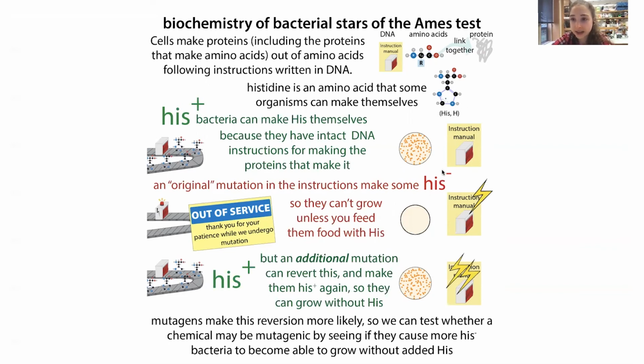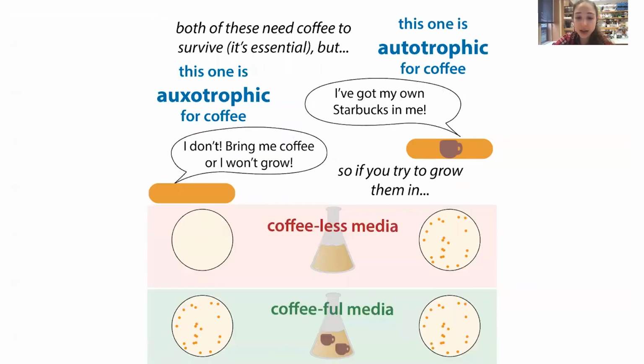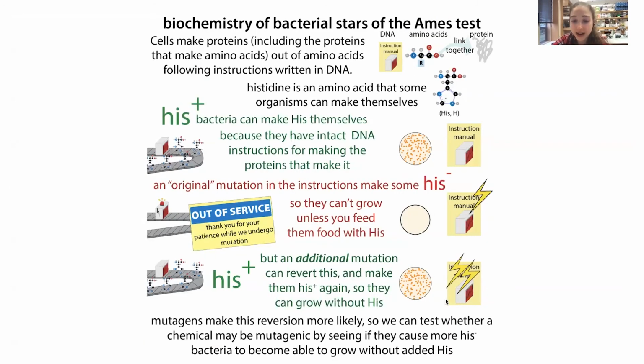So these His minus bacteria aren't able to make histidine, but they need histidine to survive. So if you grow them on food that already has histidine, then they can grow fine. But if you grow them on food that doesn't have histidine, then they can't grow, unless they acquire a mutation that allows them to make it themselves. So they go from being auxotrophic to being prototrophic, and then they're able to survive. So this is like a reversion mutation that fixes that original mutation or gives them some other way to make it.